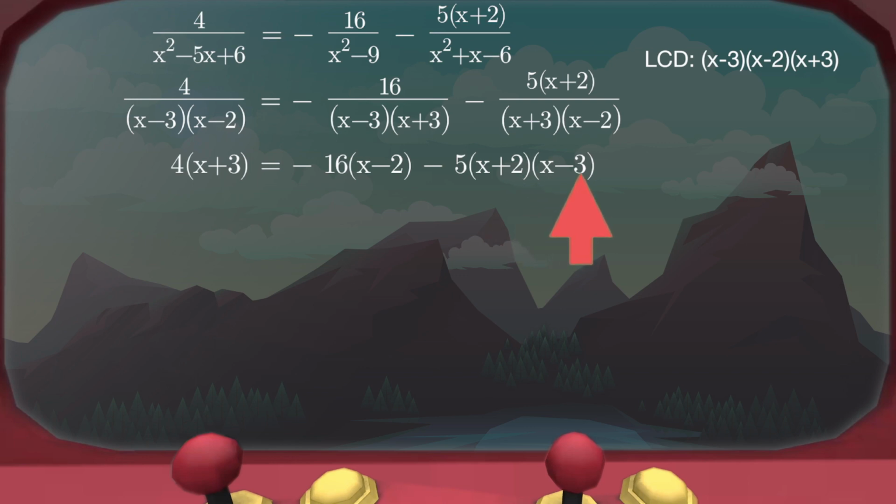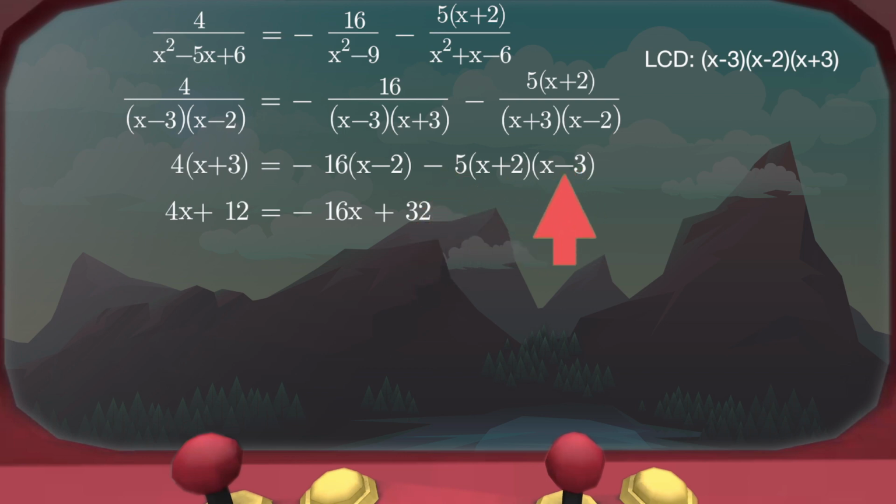So we got rid of the fractions. And now we're simply going to do multiplication. 4 times x is 4x, and 4 times plus 3 gives us a positive 12. Then minus 16 times x is minus 16x. I'm just doing the distributive law. So minus 16 times minus 2 is a positive 32. And now here is the small little catch.